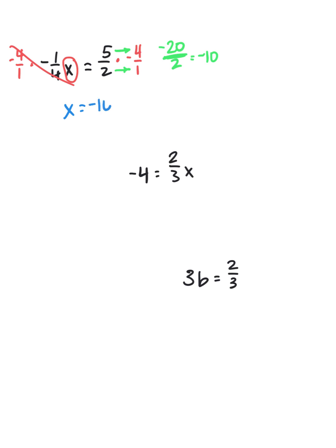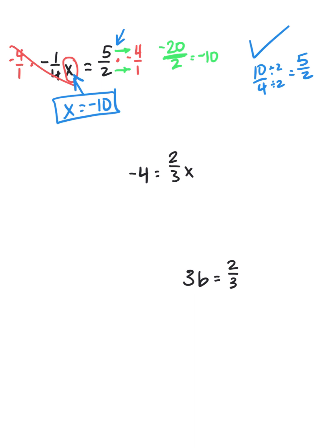So x is -10. If we substitute it, we know that -10, we go here, -10 times -1/4 would be +10/4. And if you divide these both by 2, you get 5/2, which is what we started with. So we did it correctly.